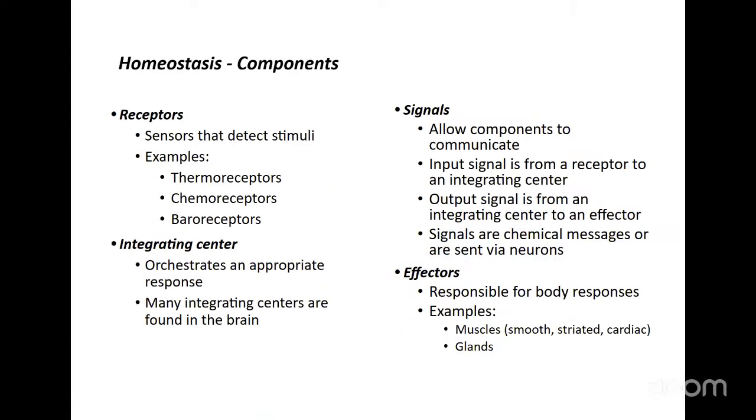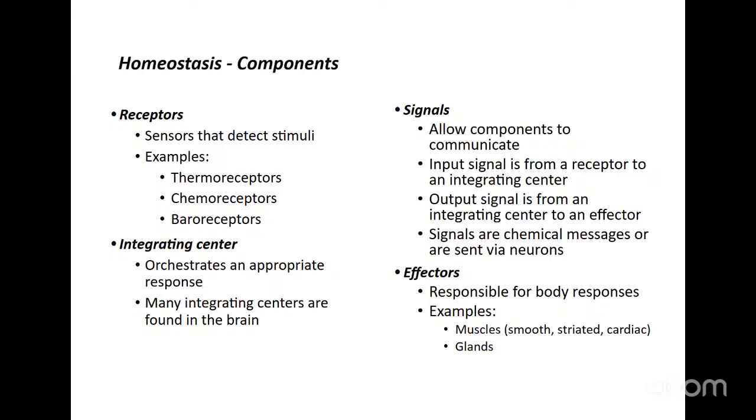So here we have delineated out those different parts of a typical regulatory response, a typical homeostatic response. So we've got our receptors, our sensors that detect stimuli, so our sensors that are detecting those error signals, that are detecting those changes. So you have receptors for sensing blood pressure, blood volume. Our baroreceptors are the ones sensing the blood pressure specifically. You've got thermoreceptors sensing temperature. You've got chemoreceptors sensing chemical composition.